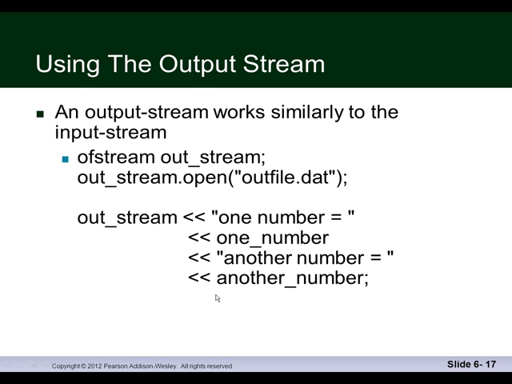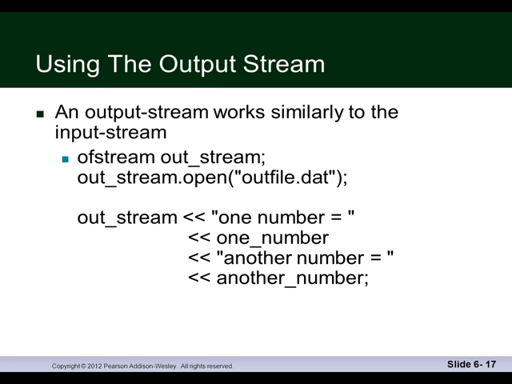Yes, sir? You have to define the one number and the other number? Definitely. Those are the variables that you're using. It's just like when we were using a cout. If I had a cout like this, then when I want to print one number or another number, I not only had to define it, I had to have some value for it too, right? Otherwise it would give me some junk.